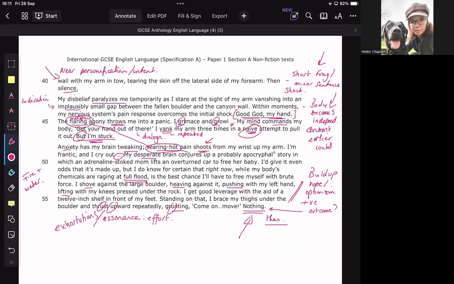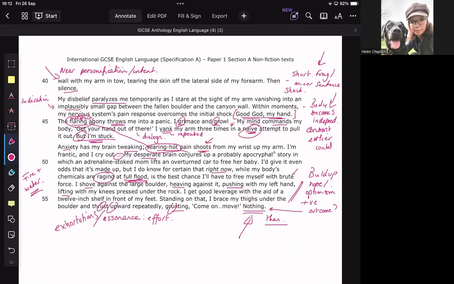In order to do that, we've got the italics of "right now," the urgency. "Chemicals are raging," so personification, "full flood." We've got now fire and water imagery. These are natural images, almost elements and disaster. He's got to use brute force, look at the connotations, and actually contrast it with earlier with all of his measurements and precision. Now it's just coming down to, can he just use animal strength? Shove, heave, push, lift, verbs that are describing physical desperation.